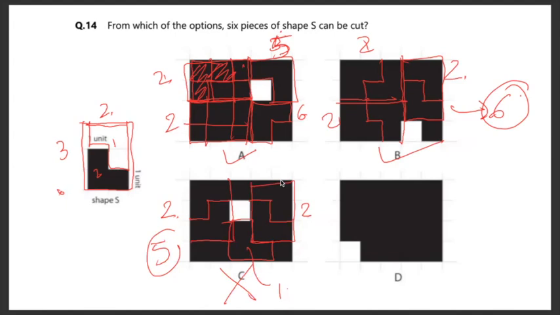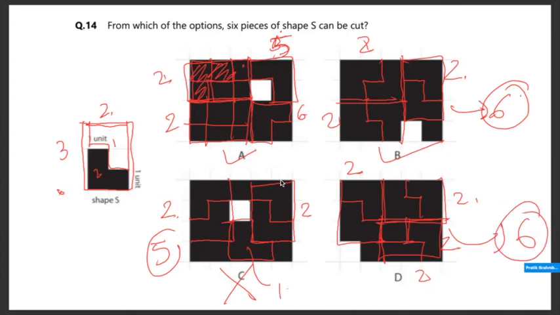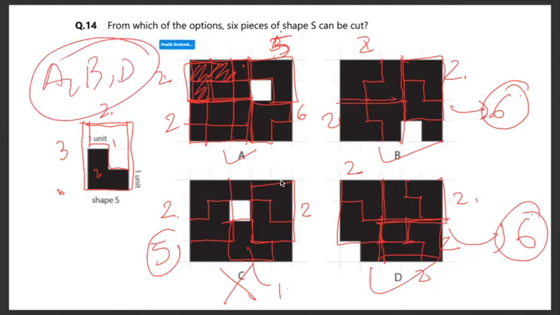Then we'll go to check D. In D, this is 1 piece, I mean, these are two pieces, sorry. Then two pieces here in this rectangle. So 4 and then यहाँ पे भी आपके दो पीस हो जाएंगे. So D also can accommodate 6 pieces. So in this case, A, B and D, all three are correct.